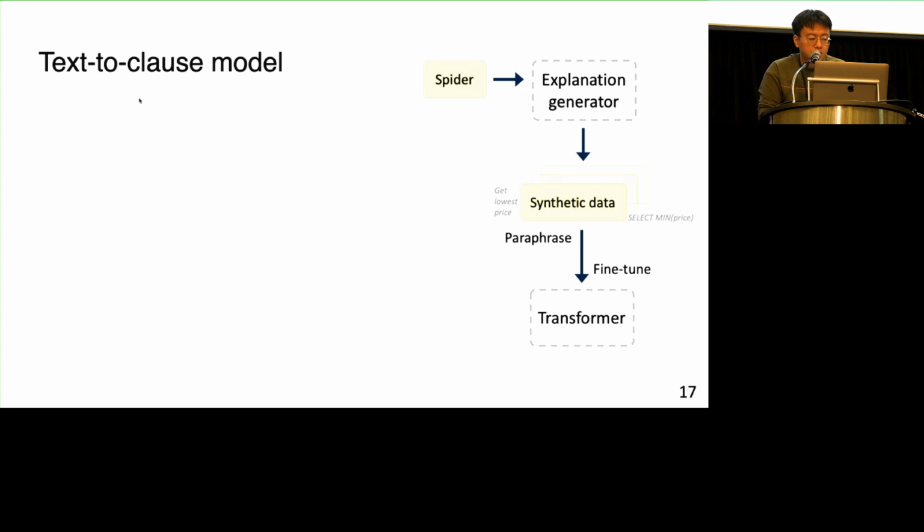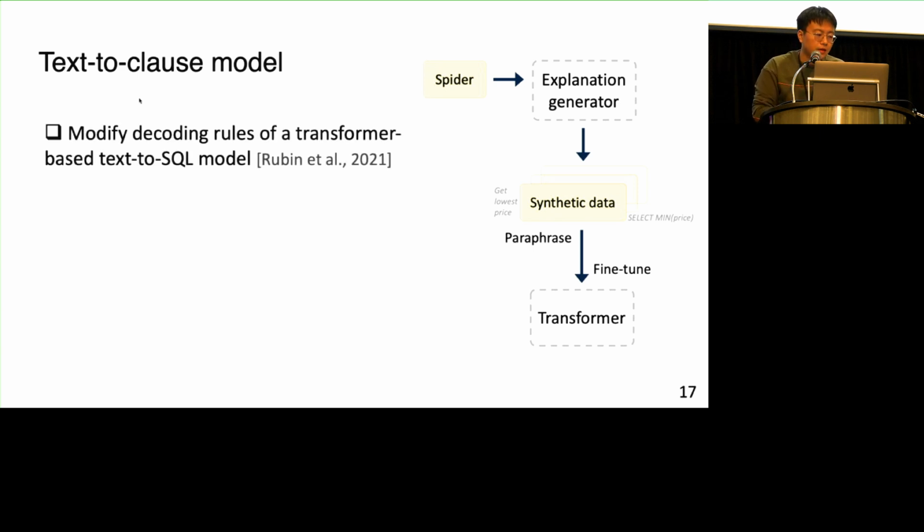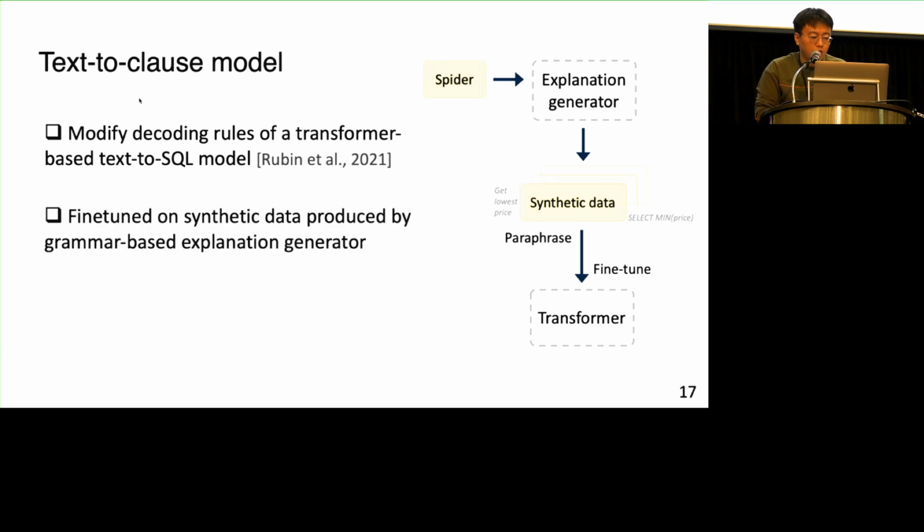To enable the user to edit the explanations in free-form language, we developed a text-to-clause model, which takes a description of a certain step as an input and outputs a SQL component. This model is modified from a transformer-based text-to-SQL model. It was fine-tuned on synthetic data produced by our grammar-based approach, and it achieves a 90% exact match accuracy.